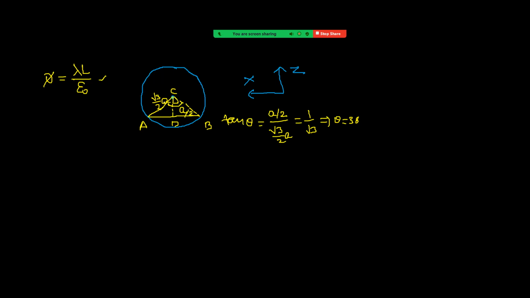I am repeating. If you take the complete one, meaning 2 pi, then the flux will be Q upon epsilon naught. But if you take this 30 and 30, total 60, through this 60 only 1/6 will pass. That means flux will be Q by 6 epsilon naught. Only 1/6 is passing because the angle is 60, which is 1/6 of 360. Okay, so N value equals 6. That is our answer. Right.